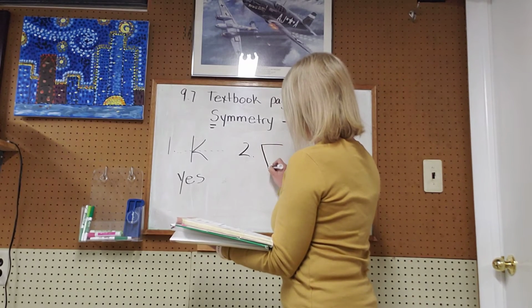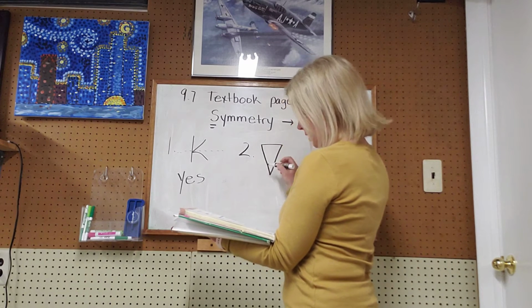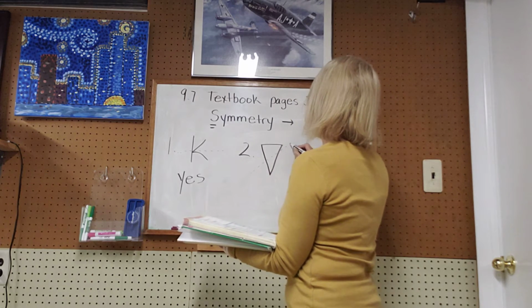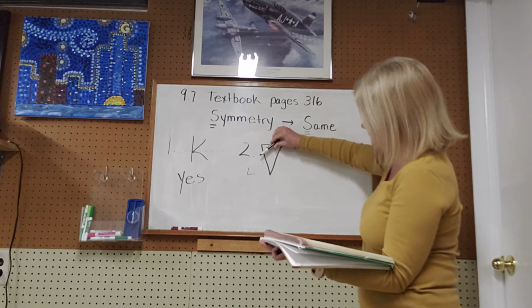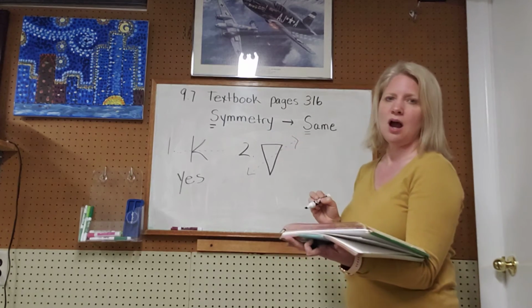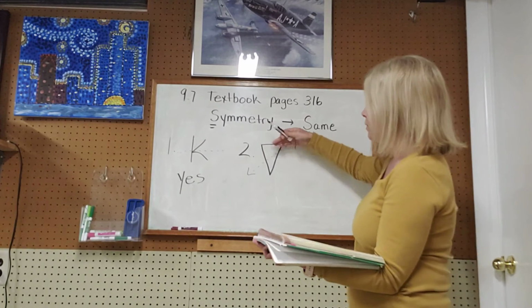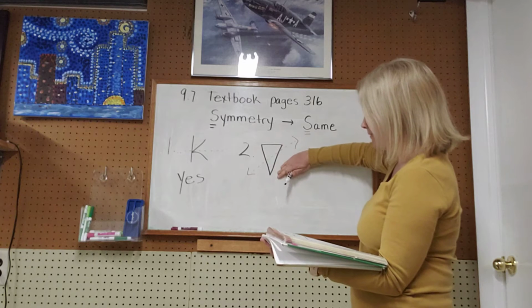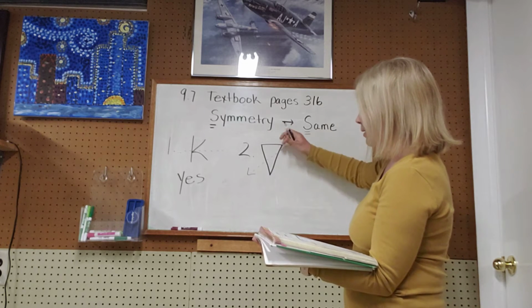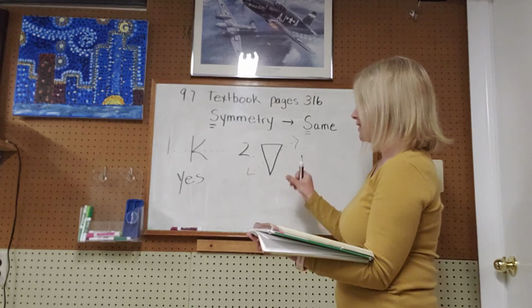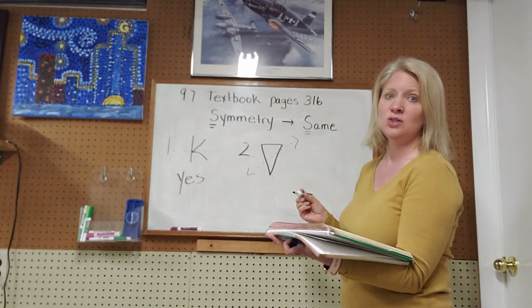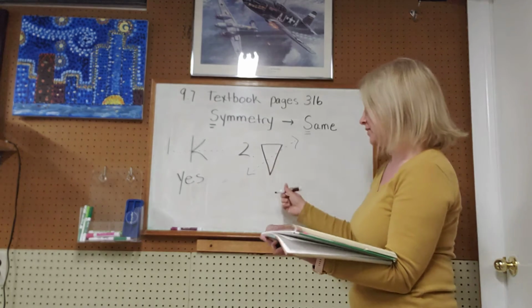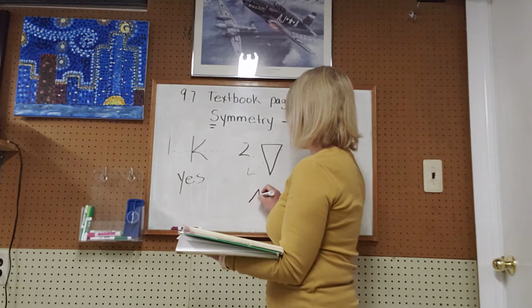It has a triangle, and it has it going through here. When you look at both sides, when you look at this side and this side, are they the same? If you were to fold that right in half, would this side and this side be equal? Would it have the same? And the triangle, the answer is no. That is not a line of symmetry for a triangle. No.